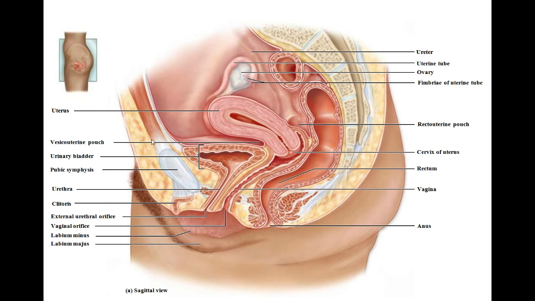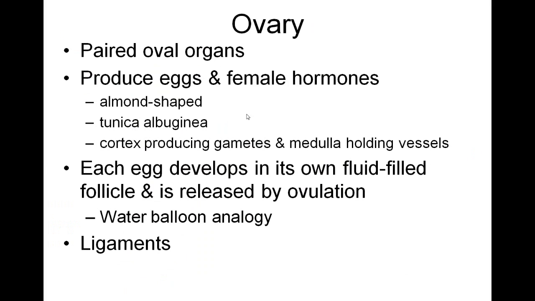Okay, so here is the anatomy, and we went over this in lab, so I'm not going to go over it again. Okay, so here's the ovary. So the ovary, there's usually two ovaries. They're oval. They're almost like almonds. So they're going to make the eggs, and they're going to make estrogen and progesterone. So they are covered with the thing called the tunica albuginea. The cortex produces the gametes, but the part in the middle, the medulla, makes the follicles.